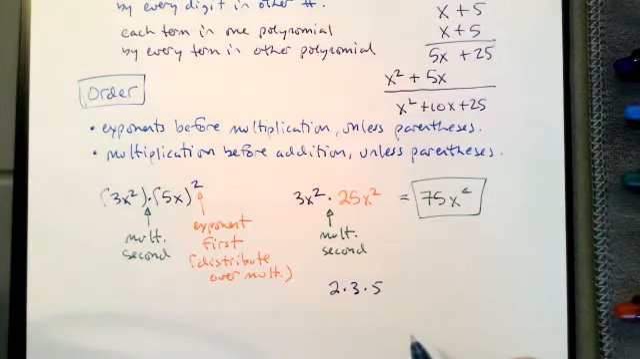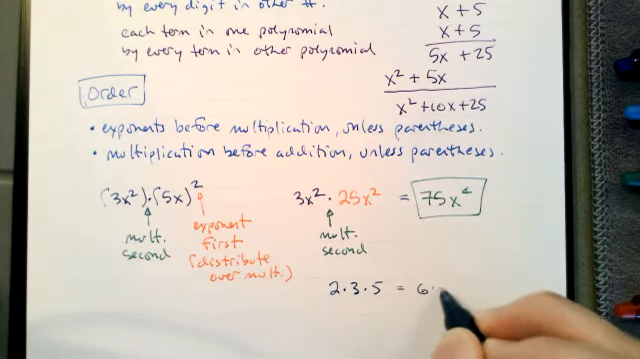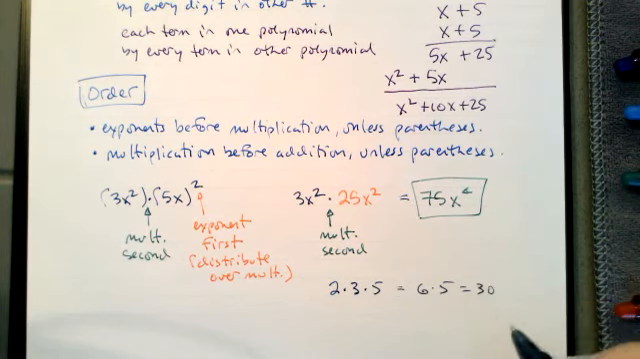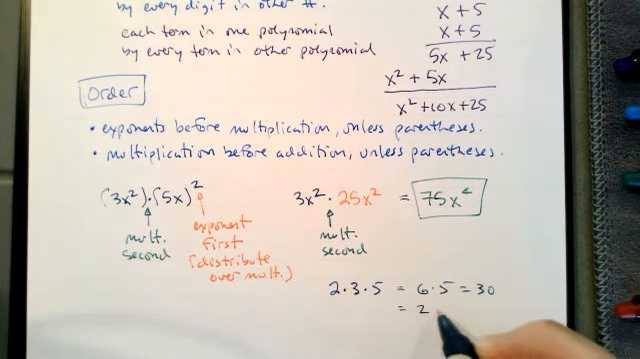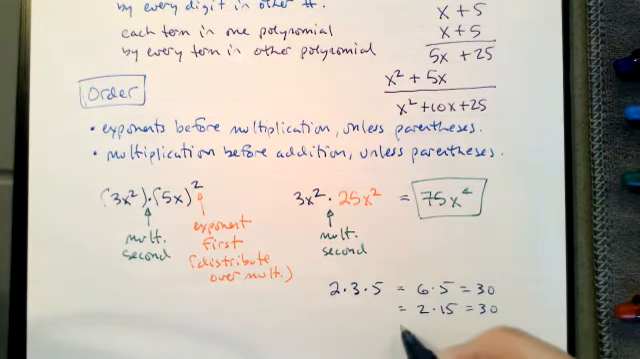Associative means I can group them however I want. So I could say 2 times 3 times 5 is equal to 2 times 3, which is 6, times 5, which is 30. Or maybe 3 times 5 is 15, times 2 is 30. Or even I can jumble the order: 2 times 5 is 10, times 3 is still 30. I can multiply whichever ones we want.